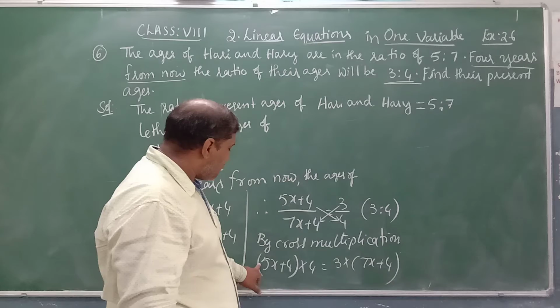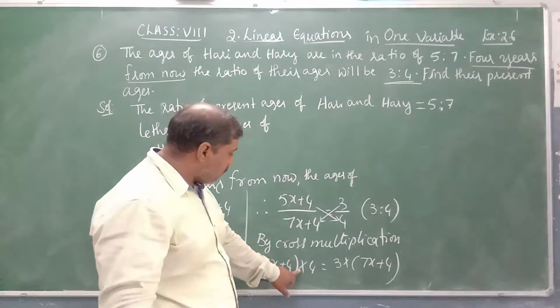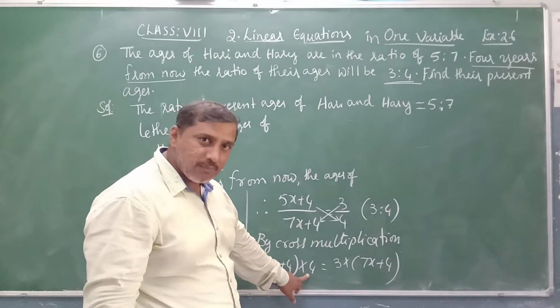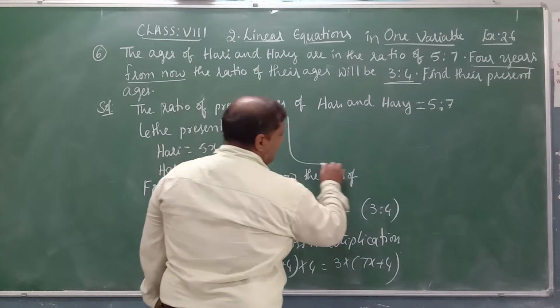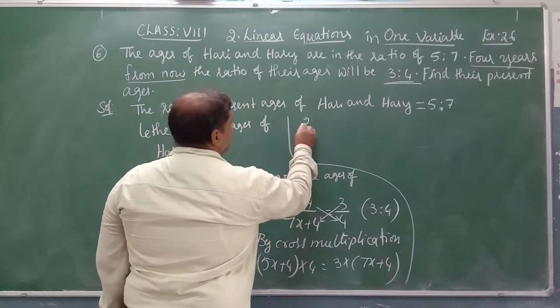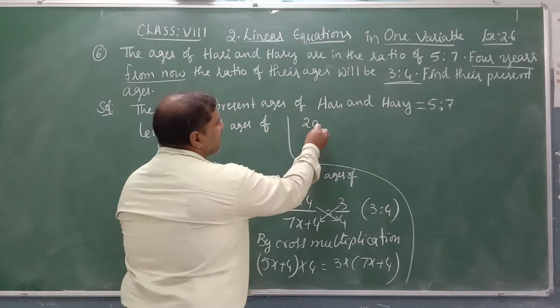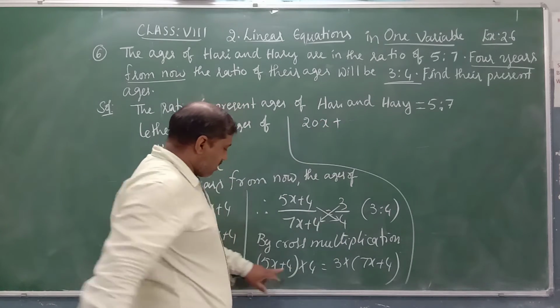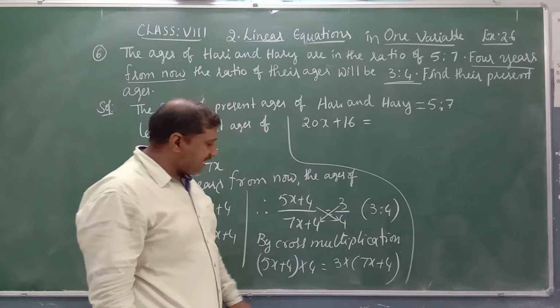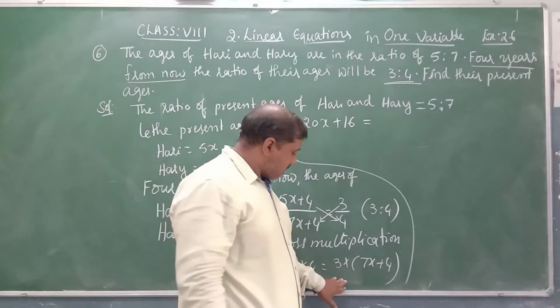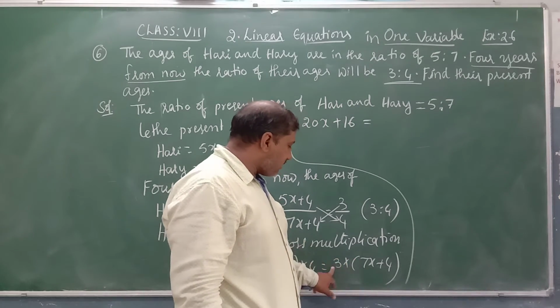So plus, there is no sign, which is plus, plus into plus. For 4 is also plus, plus into plus 4. 5 into 4, 5 4s are 20. And x is there, 20 into x is 20x. Plus 4 into 4 it is 16. 20x plus 16, that is equals to, now RHS, plus into plus, plus 3 into 7.